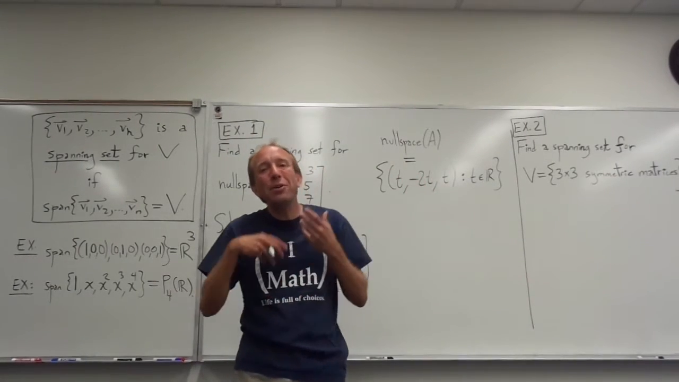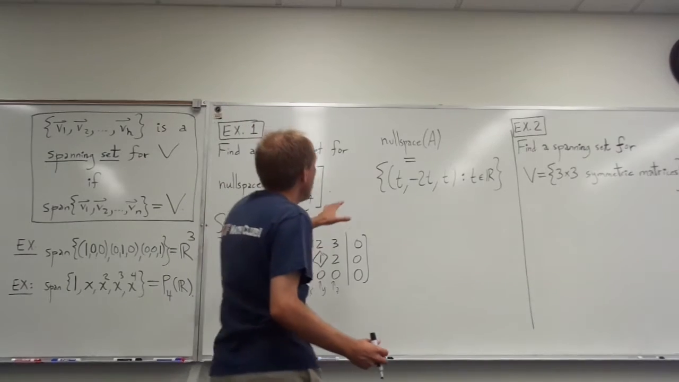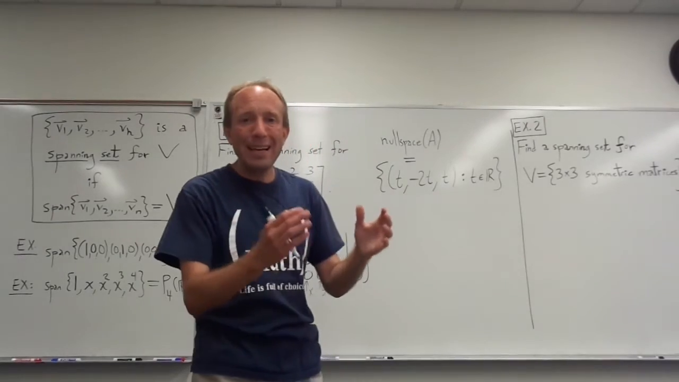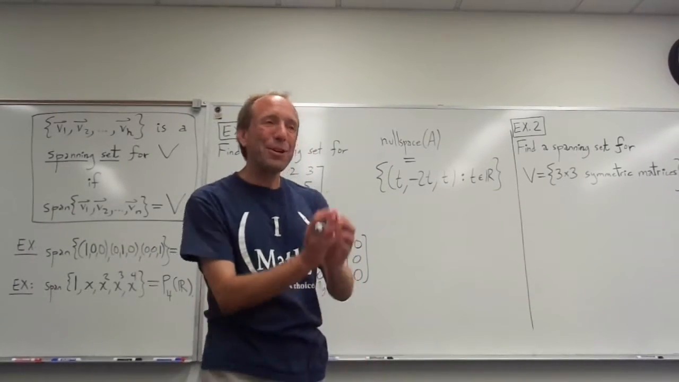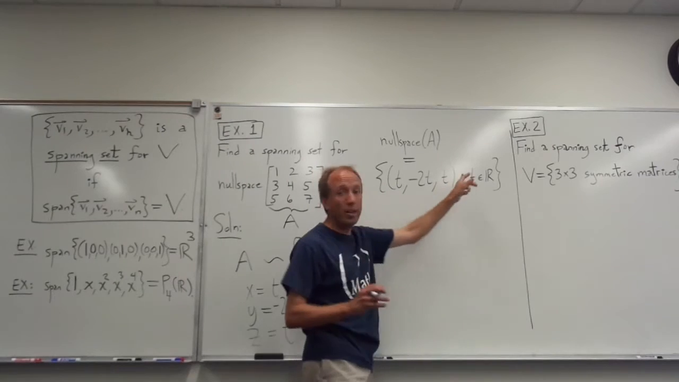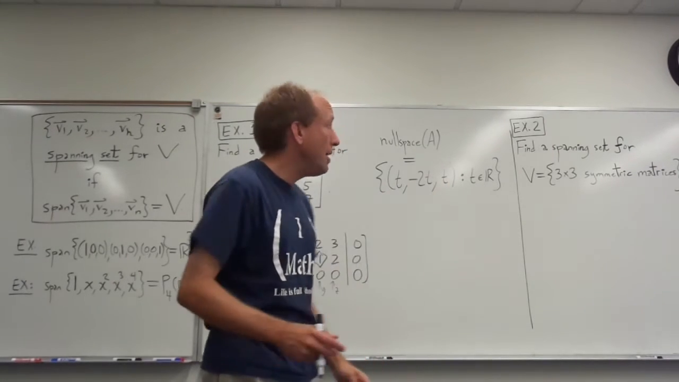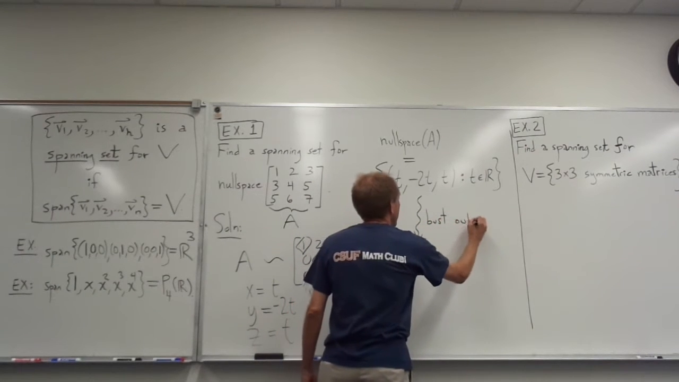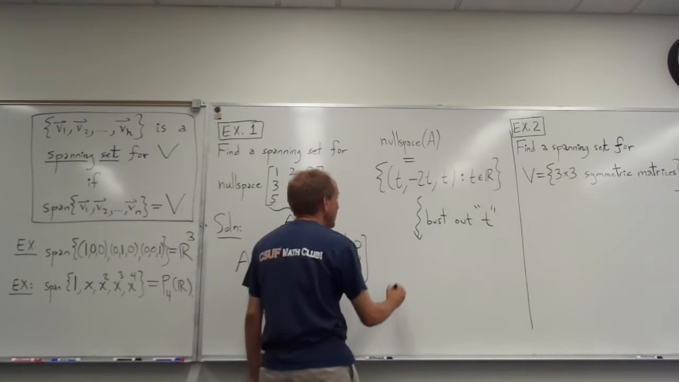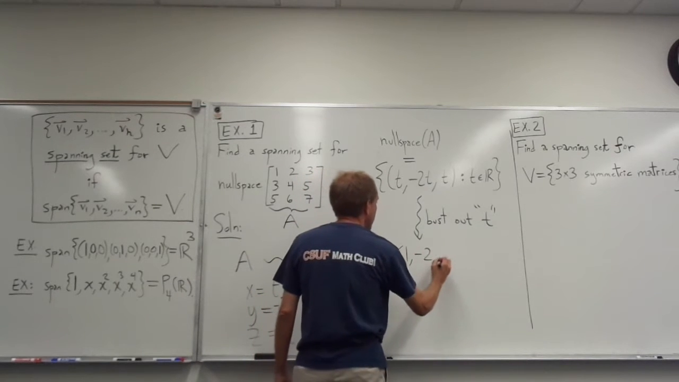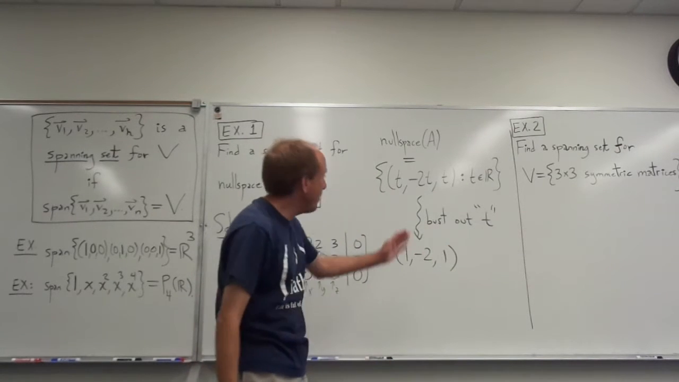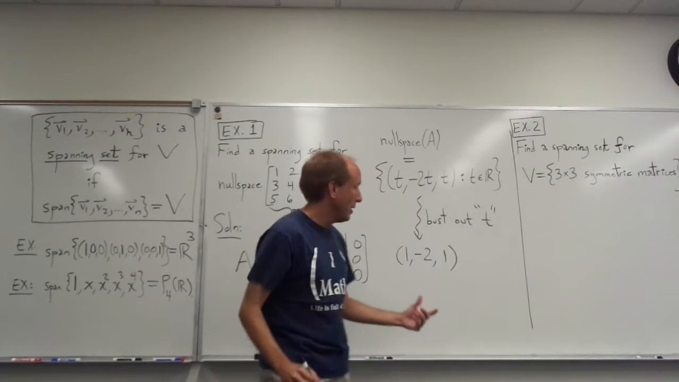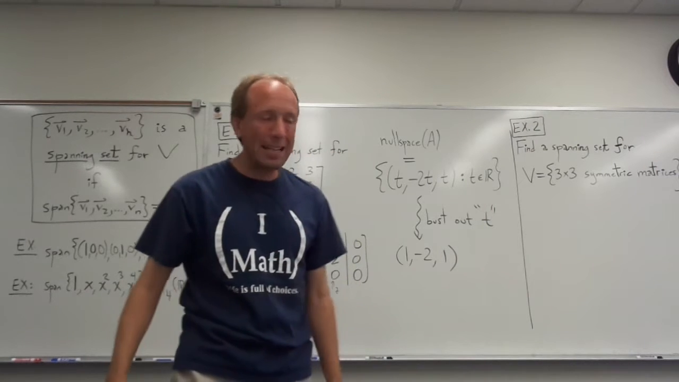The way you get a spanning set for this collection of vectors is you do what I like to call bust out the variables. In this case, there's only one variable, which is t. If I bust out the t, it leaves me with 1, negative 2, 1. Factor the t out of all three of these slots, and these are the numbers that will be left in those slots.